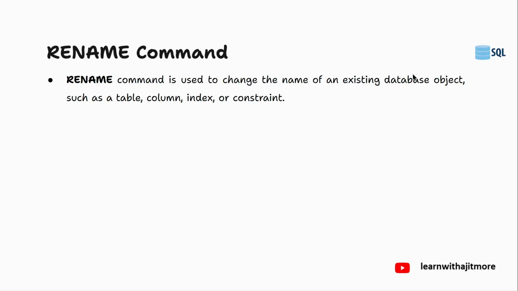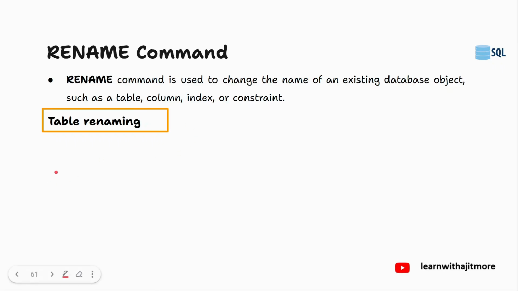Remember, an existing database object can be a table, a column, an index, a procedure, a function, a trigger, a view, so many things. You can change their names. Okay, first we'll see renaming a table using the rename command. So how will you rename the table?